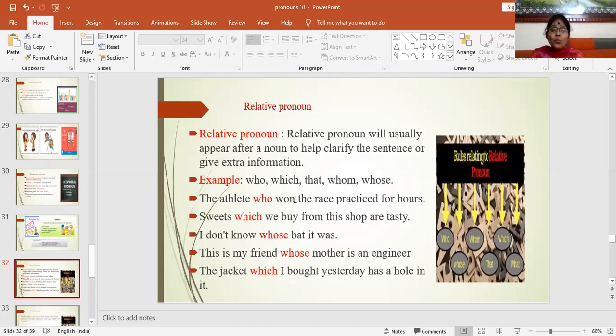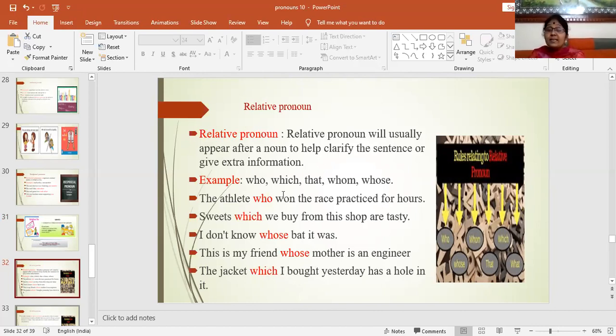The athlete who won the race practiced for hours. Sweets which we buy from the shop are tasty. Which we buy is adding and telling more about the sweets, that is, which we buy from the shop. I don't know whose bag it was. This is my friend whose mother is an engineer. I'm giving extra information, right? The jacket which I bought yesterday has a hole in it. So here again, I'm giving extra information.